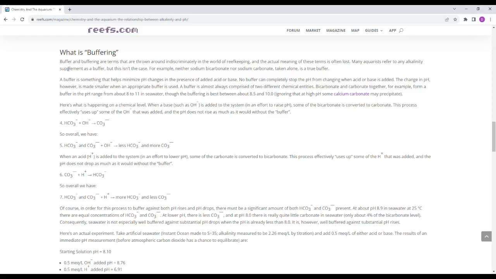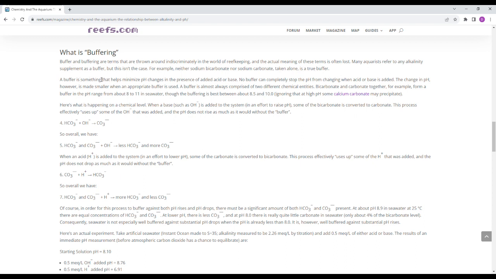What is buffering? Buffer and buffering are terms that are thrown around indiscriminately in the world of reef keeping, and the actual meaning of these terms is often lost. Many aquarists refer to any alkalinity supplement as a buffer, but this isn't the case. For example, neither sodium bicarbonate nor sodium carbonate taken alone is a true buffer.